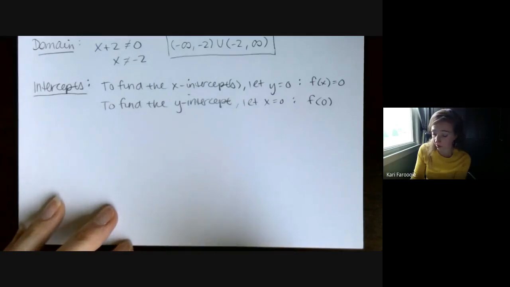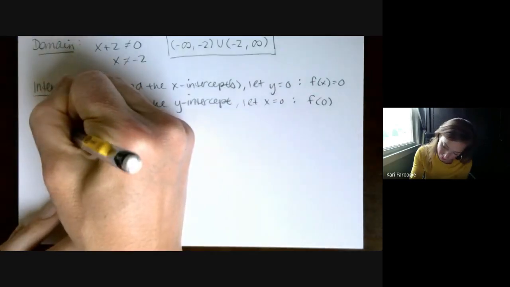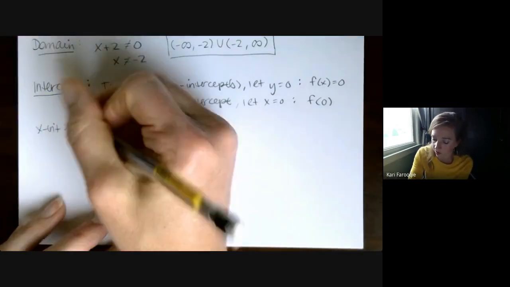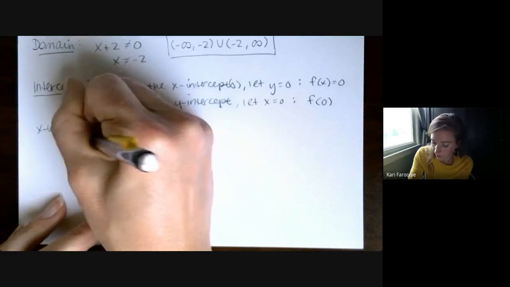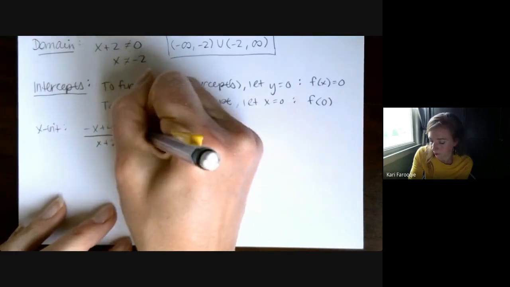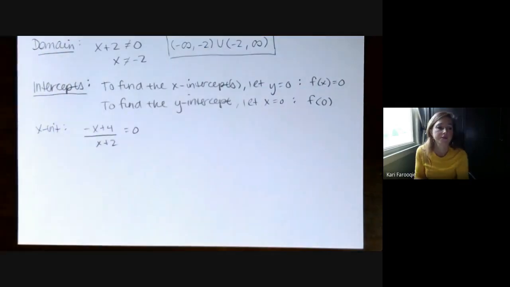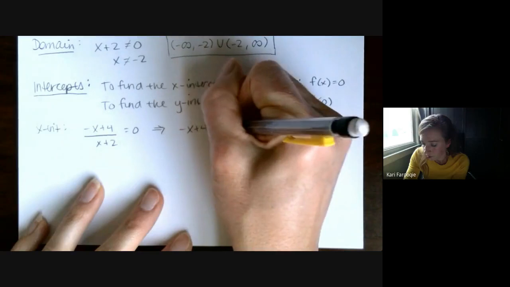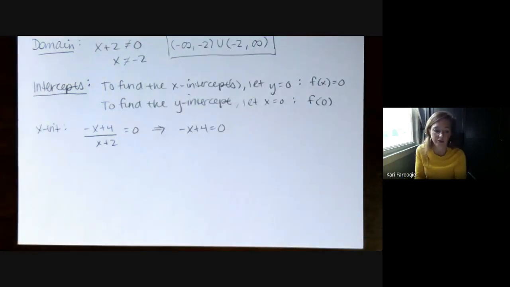So we have that. Let's go ahead and find the x-intercept. We're going to do this by taking our function and setting it equal to 0. Now, remember that we kind of talked about this in the last 2 sections. In order for your fraction to be equal to 0, you need the numerator to be equal to 0. So you're just going to pull out the numerator and set that equal to 0.